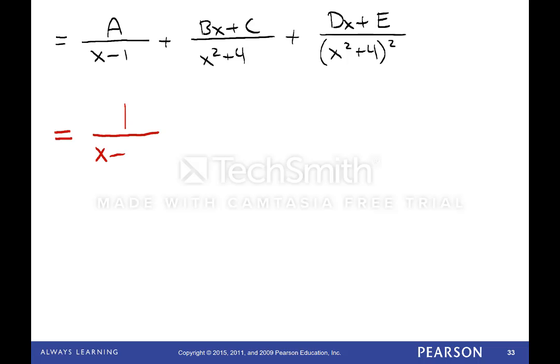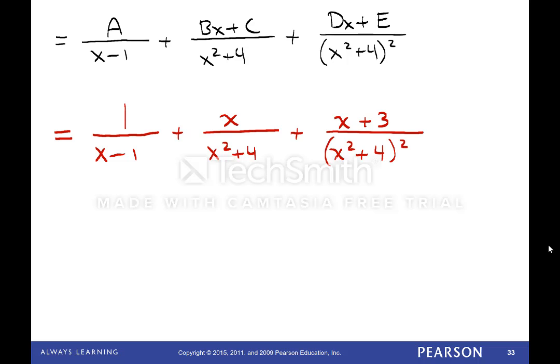So 1 is a, let's put it in. The b value is 1 and c is equal to 0, so really just 1x plus 0, or just x on top. And for d and e, from the previous slide, we know that d is 1, e is 3. So x plus 3 on top, and then on the bottom is that denominator right there. There it is. That was the tough one. If you got through that, you still know what you're doing, great.